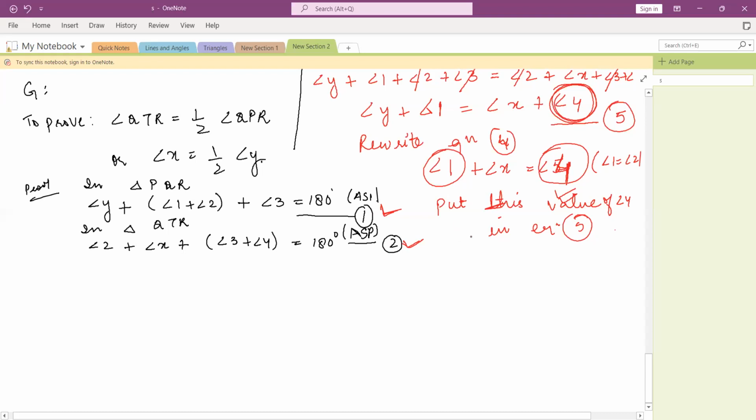Now put this value here in this equation. Oh, sorry. Use this here. Okay. So angle y plus angle 1 is equal to angle x plus... Now in place of angle 4, I'm going to write this: angle 1 plus angle x, right?